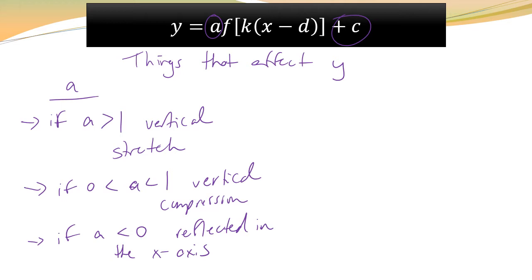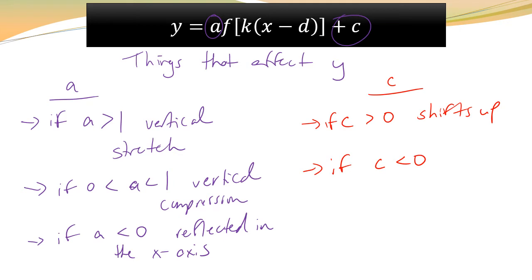C. Switch colors here. C is like D, it's pretty easy. And actually, it's even easier than the left or right. It's just as you see it. So if C is greater than 0, a positive number, it shifts your graph up. If C is less than 0, a negative number, it shifts your graph down.